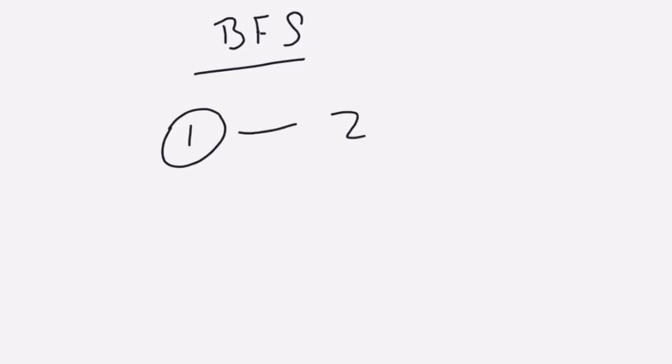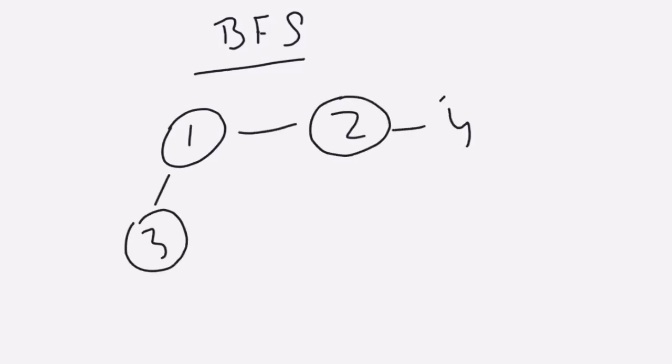All right, moving further, let's look at BFS. BFS is much simpler than DFS. In BFS, suppose you have a graph like this: 1, 2, 3 and then 4 here. BFS is breadth first search. You will basically visit the breadths first.